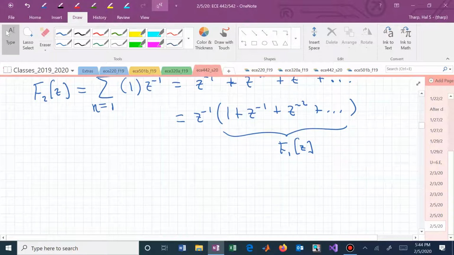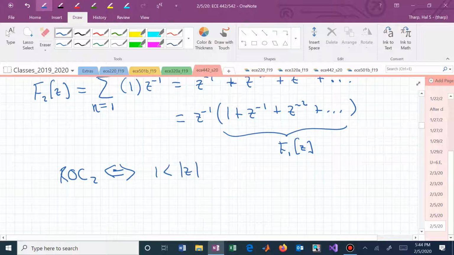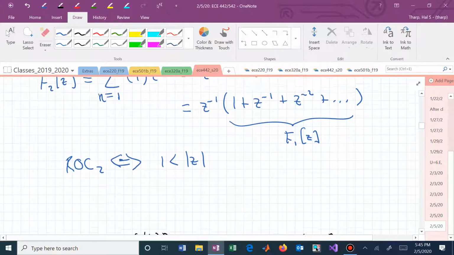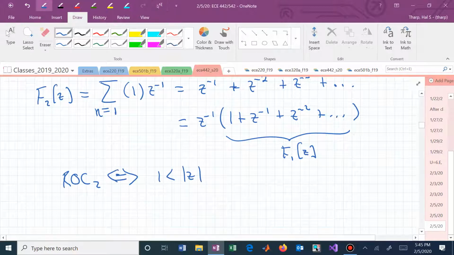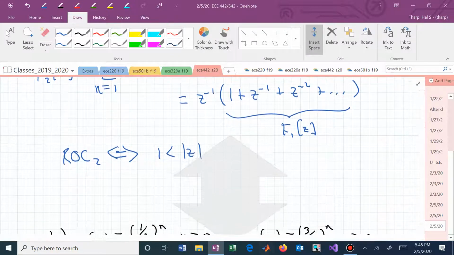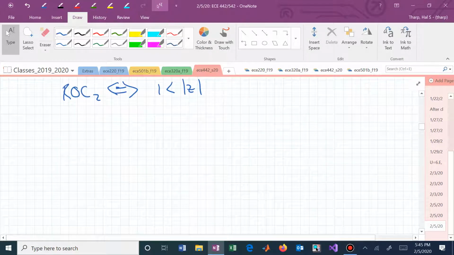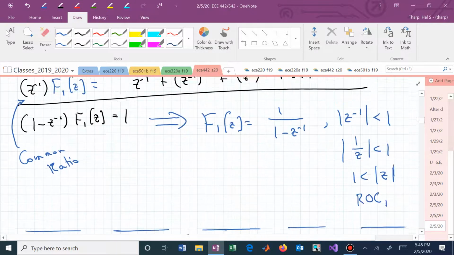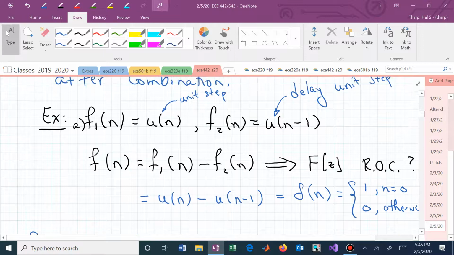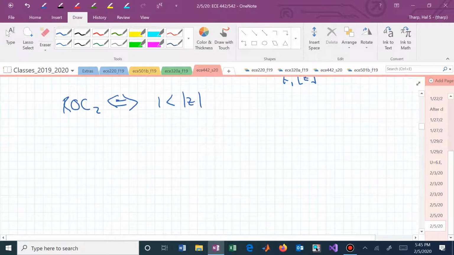And the region of convergence of f sub 2 is still going to be this, z bigger than 1. But what happens now when we combine f sub 1 and f sub 2 in terms of the region of convergence? Did we call that anything? Maybe we didn't. We called it f of n. What's f of z?